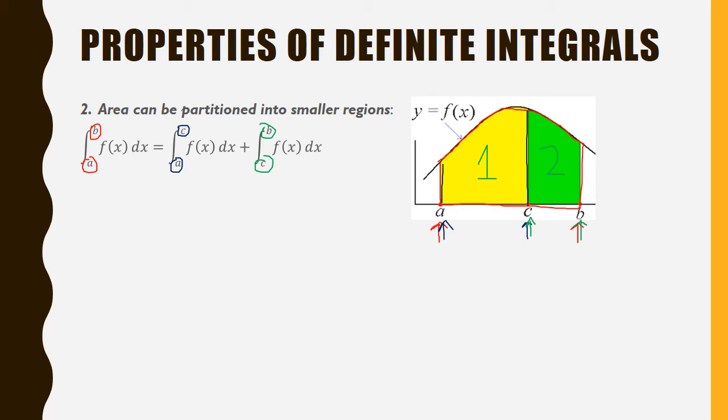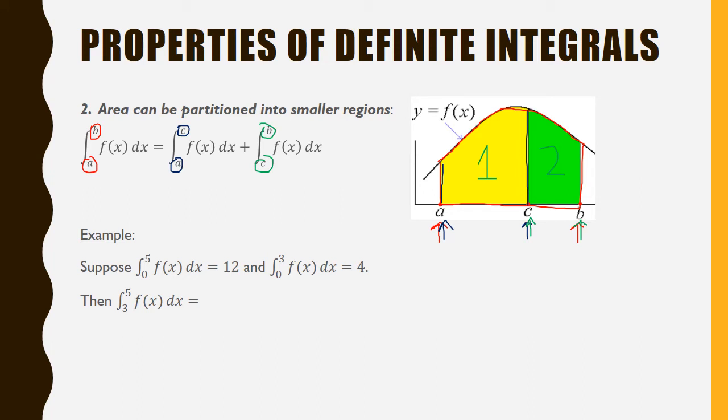Makes sense, right? Here's an example. Suppose that the integral from 0 to 5 is 12 of some function f here. We don't even know what that function is, but it doesn't matter. And the integral from 0 to 3 of that same function is 4. So, if we know those two things, what is the area from 3 to 5 of that same function?